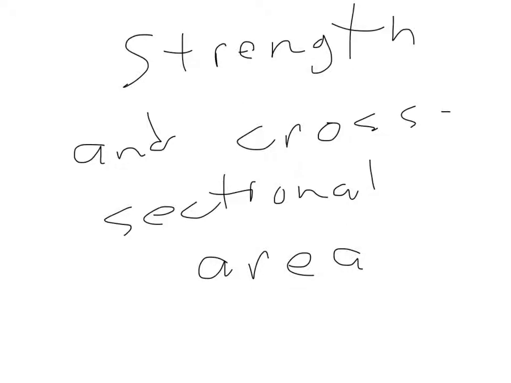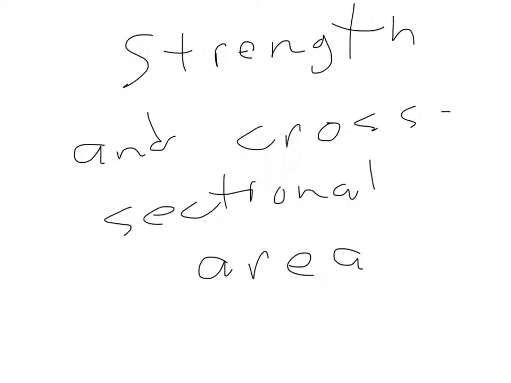So this video addresses the relationship between the strength and the cross-sectional area of any symmetric object, such as a cylinder, is one example, or an extended rectangle, which is also called a rectangular prism, where the cross-sectional area doesn't change along the length of the object.